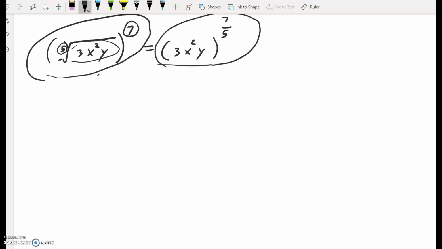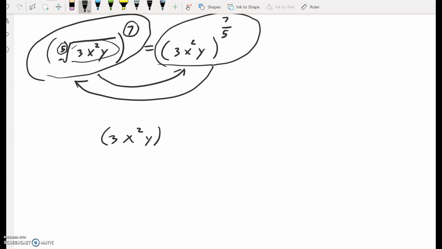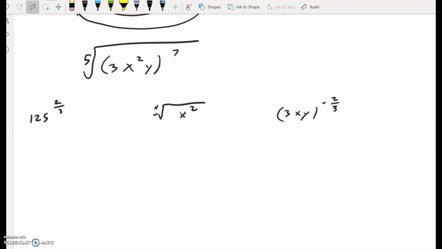And so often we're asked to start here and write this way, or start here and write this way. Notice both of these are the same thing as 3x squared y, first of all to the 7th power, and then and only then the 5th root. It doesn't matter if you take the 5th root first and then the 7th power, or if you take the 7th power first and then the 5th root. But in this problem, I was asking us to go from a root quantity to a fractional exponent quantity. Let's do a few problems.